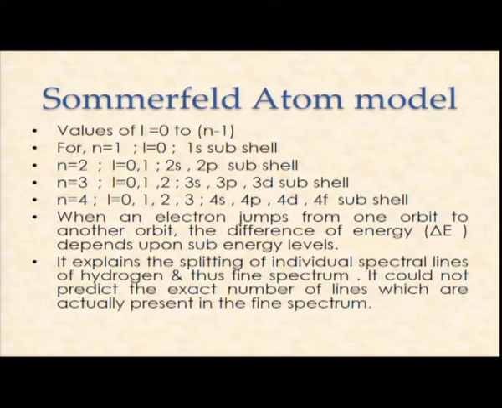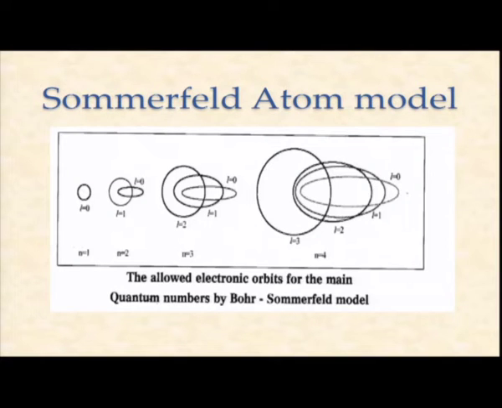This Sommerfeld atom model could not predict the exact number of lines which are actually present in a fine spectrum, but it said the spectral lines can be split in a more elaborate form. So this is the pictorial explanation of Sommerfeld orbitals.